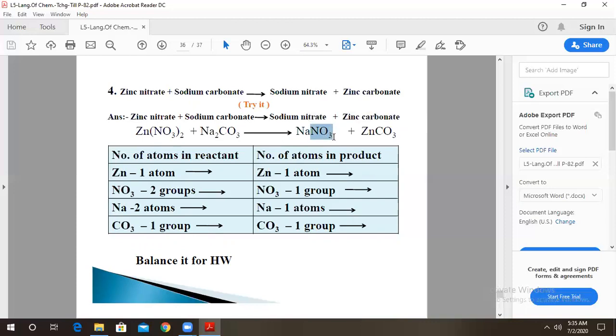So over here, if I write 2, this 2 will be multiplied to the sodium, and also to the nitrate group, the polyatomic ion. So there will be 2 NO3 groups. Are there 2 NO3 groups on the reactant side? Yes. So it will be balanced. Carbonate is 1, carbonate is 1. So the rest is balanced. Only I have to write down 2 over here. So in this way, we can also balance the polyatomic ions.